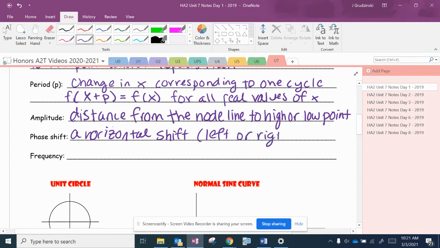And I know that this is a lot of definitions and they might seem overwhelming or confusing, but we're going to use these in context a lot. So as we use them, they're going to get very easy to understand. Then frequency is the number of complete cycles in 2 pi or 360 degrees.